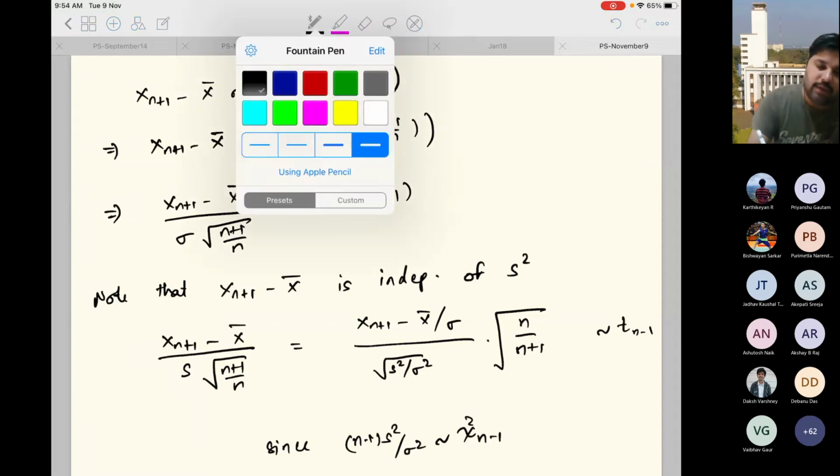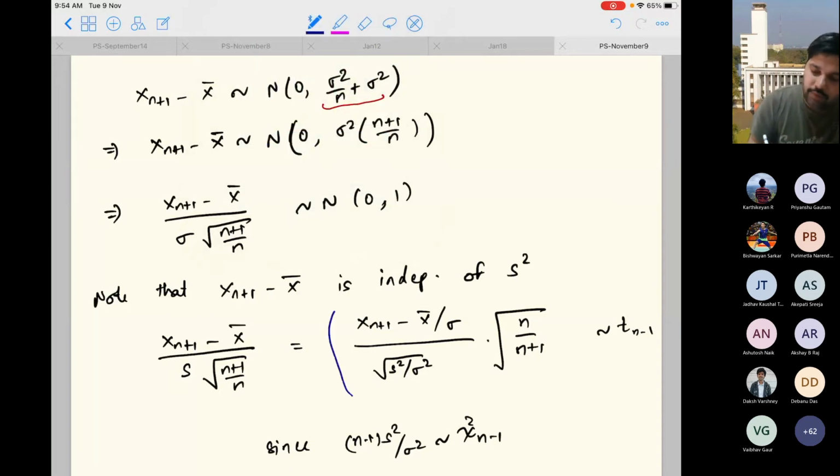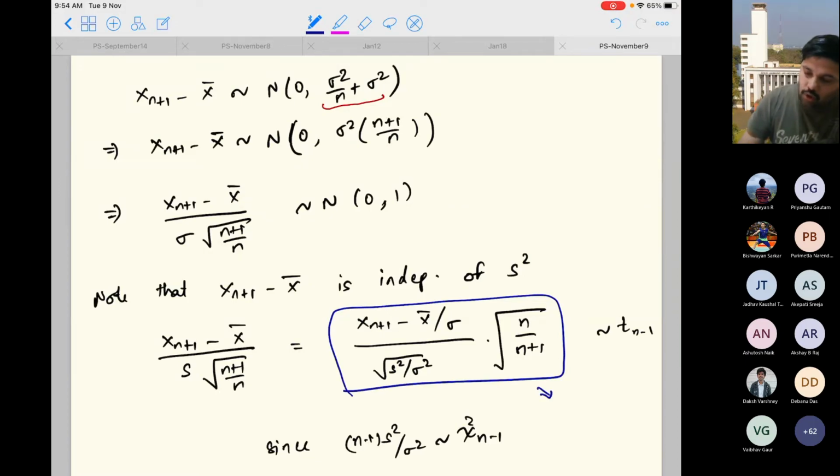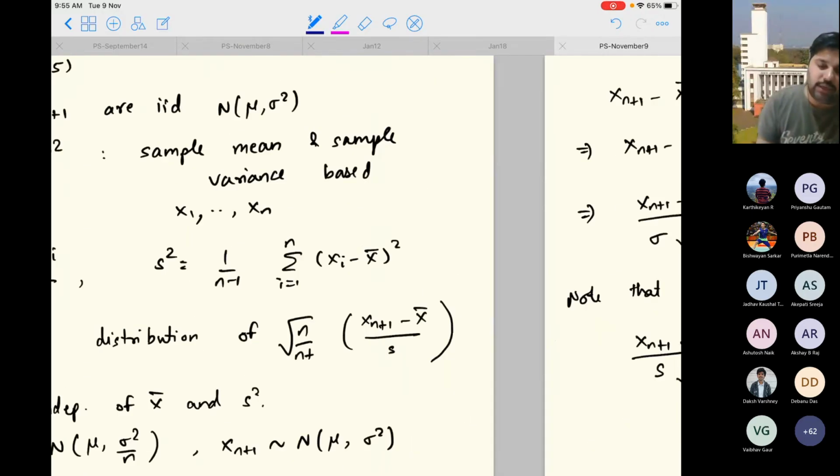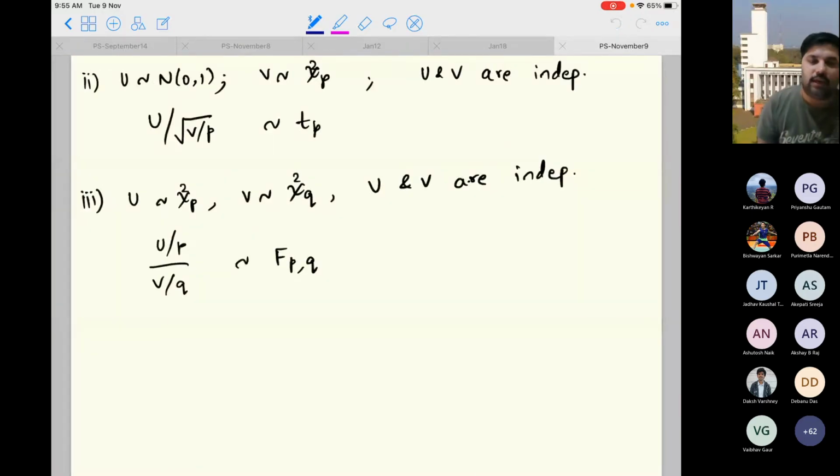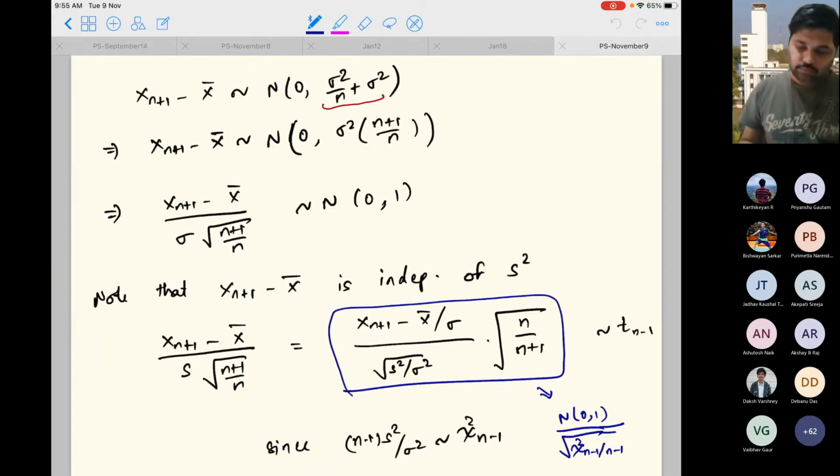So this particular random variable that you see here, what is it? It is actually the ratio of normal 0, 1 divided by square root of chi square of n minus 1 by n minus 1. Is that right? And you know that this normal and chi square are independent, so it has to be a T distribution. This is the second observation that we have seen. Is that okay? So this is how you will tackle these types of problems.